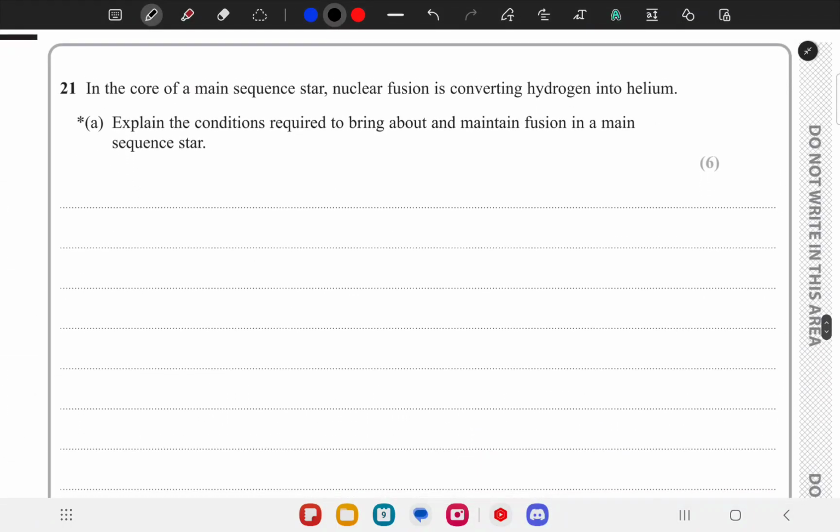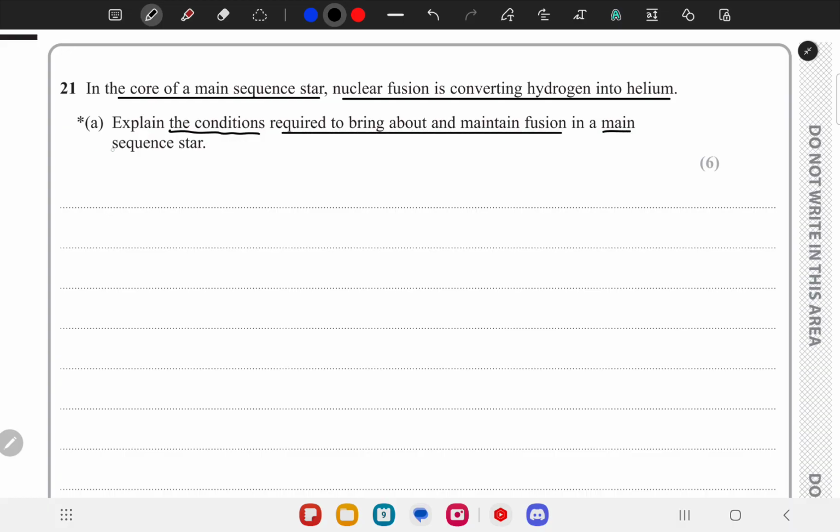Now moving on to the last question of this paper. We have our 6 marker over here. For the 6 marker, we are told that in the core of a main sequence star, nuclear fusion is converting hydrogen into helium. We have to explain the conditions required to bring about and maintain fusion in a main sequence star. So we have to state the conditions for fusion, and we have to write down why the conditions are what they are, and after that we have to describe how it happens.